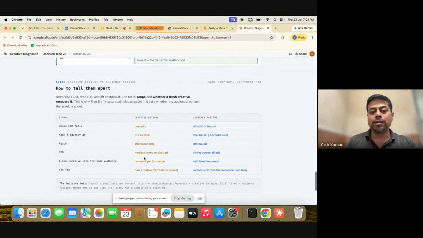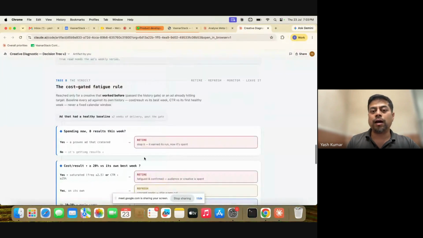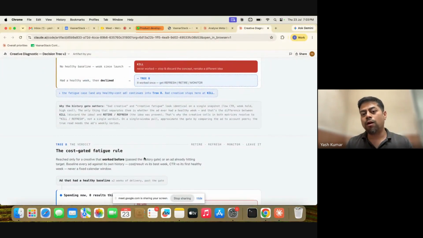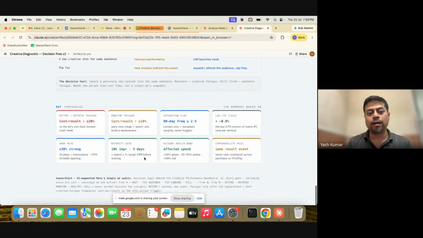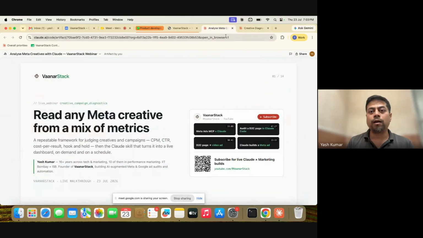So this is the framework which we are going to feed into Claude, or I've already fed into Claude, to give me that dashboard, right? And these are the main benchmarks, etc., which you also saw in the main analysis link that I had shared, right? Let me just open that again.